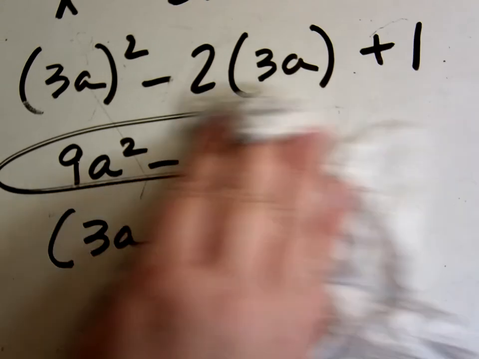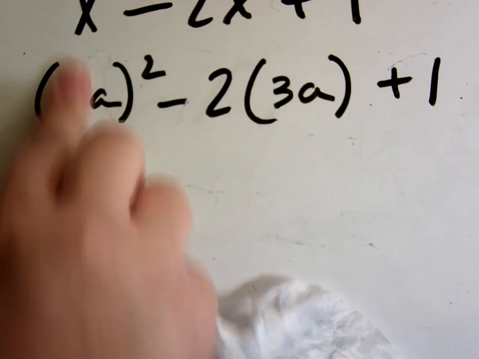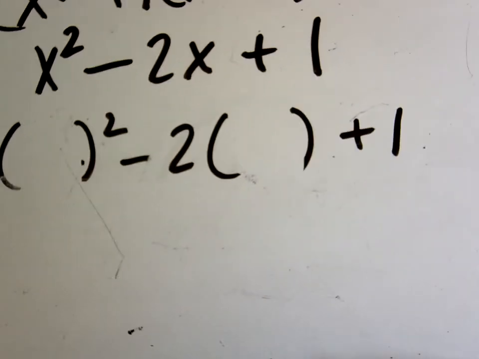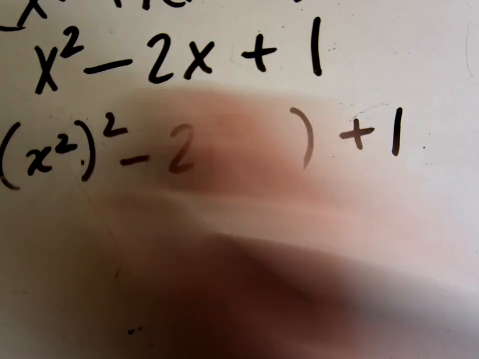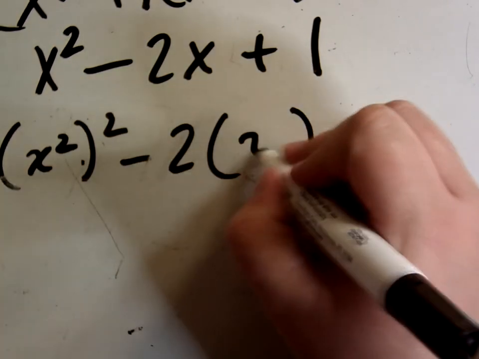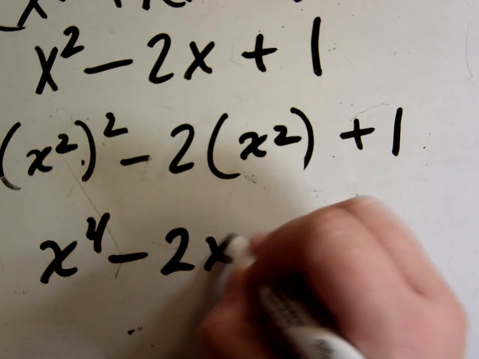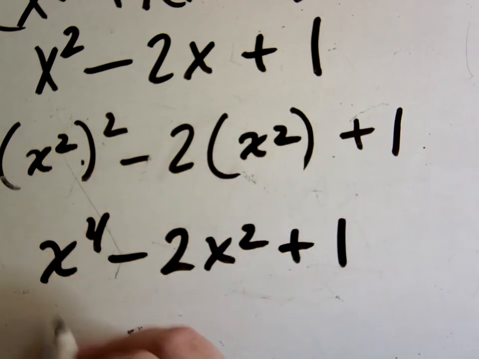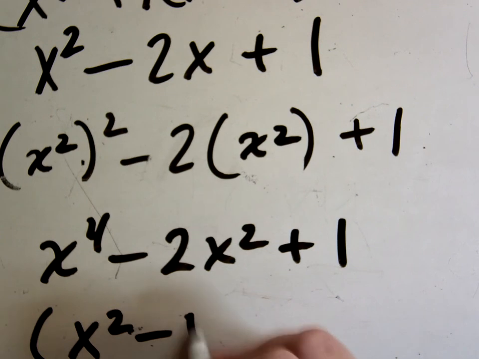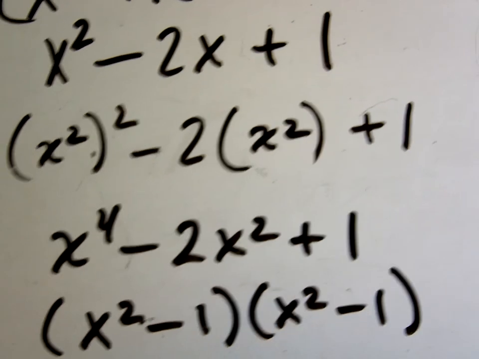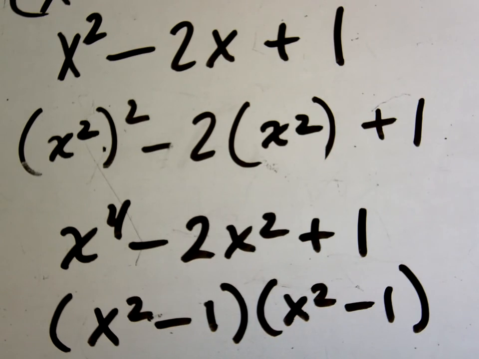What if the thing that I'm squaring, instead of 3a, is x squared? x squared squared minus 2 times x squared plus 1. That's x to the 4th minus 2x squared plus 1. And that factors as x squared minus 1 times x squared minus 1. That could actually keep going in terms of factoring, but I'm really just interested in getting it to that point for what we're looking at.